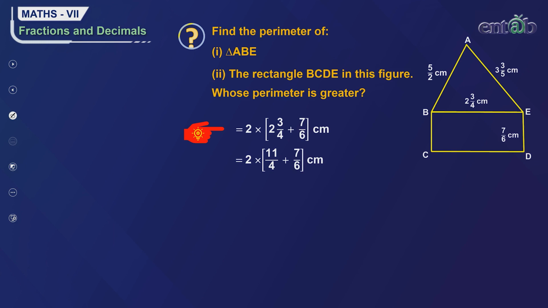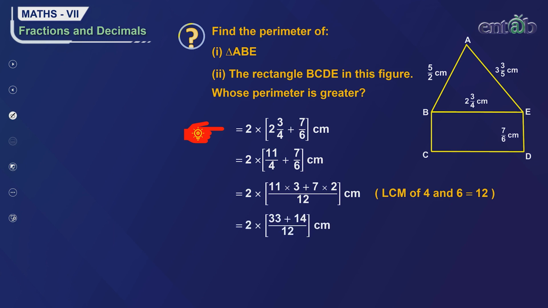Now, taking the LCM here, the LCM of 4 and 6 is 12. So, 4 times 3 is 12, so 11 times 3 in the numerator, and 6 times 2 is 12, so 7 times 2 in the numerator. 11 times 3 is 33 and 7 times 2 is 14, and adding 33 and 14 together, we get 47. So, this becomes 2 times 47/12, which is further equal to 47/6 centimeter.